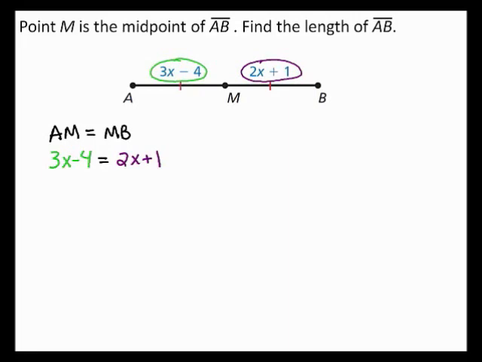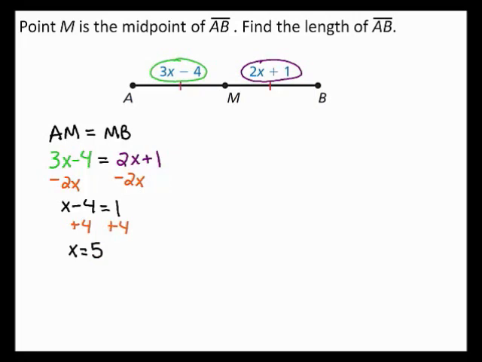Now, to solve for x, you can first subtract 2x from both sides of the equation. This gives you x minus 4 equals 1. Next, you can add 4 to both sides of the equation. This gives you x equals 5. So, the value of x is 5.